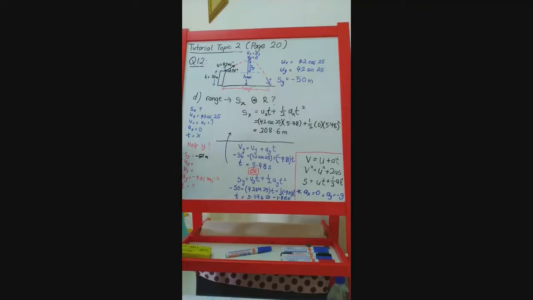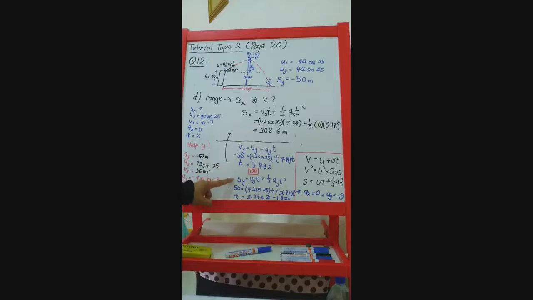Okay, got it? So Uy here is 42 sin 25. Vy is here, which we got from the previous question, which is 36 meters per second. Ay is always negative 9.81, and time. Choose an equation. The equations with time are the first and the third one, so you can actually use both. If you use the first one, your Vy will equal negative 36. Remember, Vy is negative. And then Uy is that one, Ay is that one. So you get time equals 5.48 seconds.